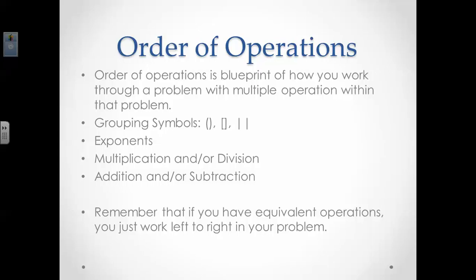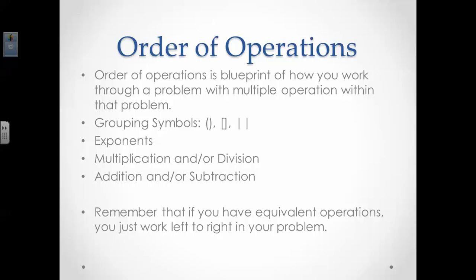The next piece of our order of operations would be exponents. If we have something raised to a power, we want to take care of those. Then we look for multiplication and or division. It's important for you to understand that multiplication and division are what we call equivalent operations. So if we have multiplication and division in the problem, we just work left to right with those. We don't jump and do all the multiplication and then come back and do all the division. Since they're equivalent, we work whichever one of those operations comes first. Hopefully we'll be able to see some of that in our examples.